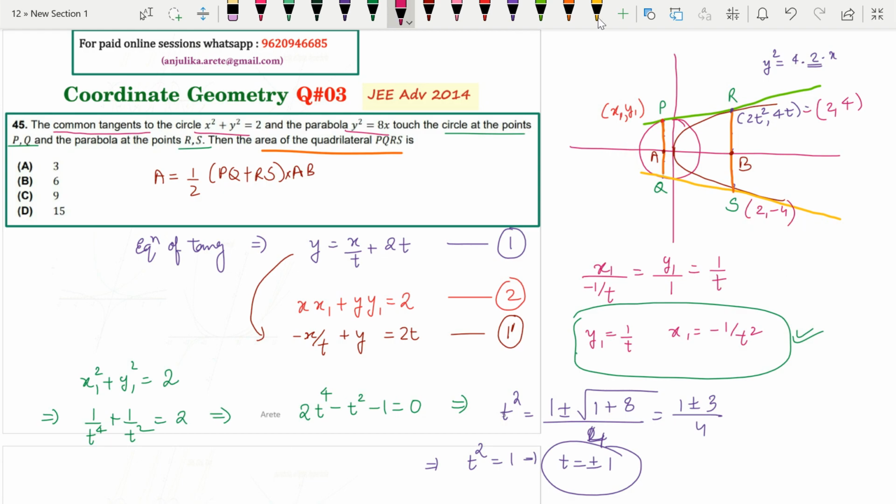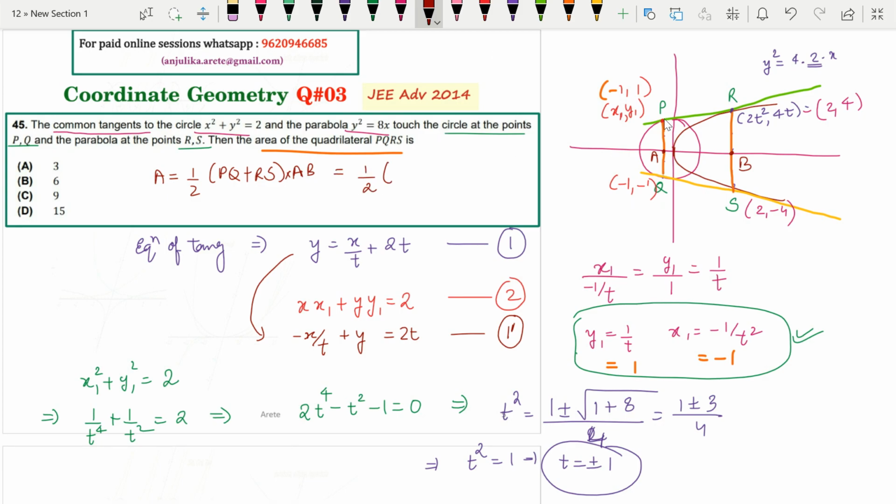And what is x1 now? This would be minus 1 and this would be 1. So again you got this coordinate to be negative 1 and 1. With negative t you would get this other coordinate. Now we know everything, right? Can you tell me what all we know now?